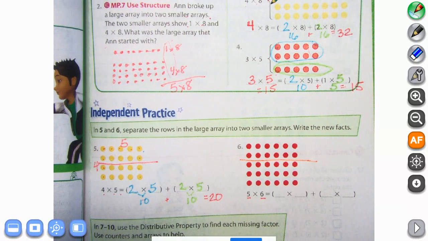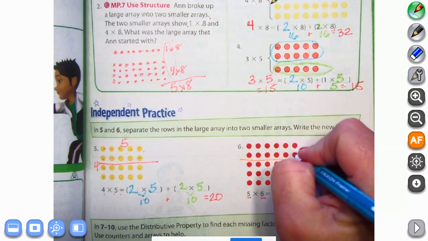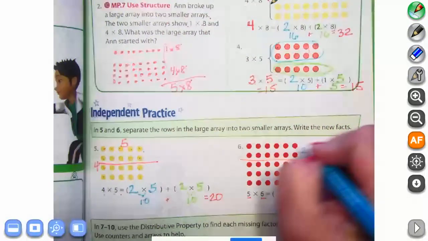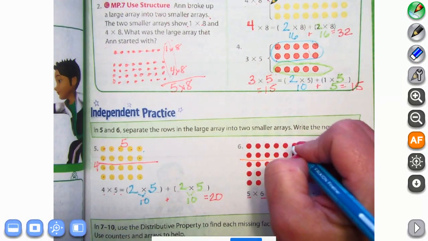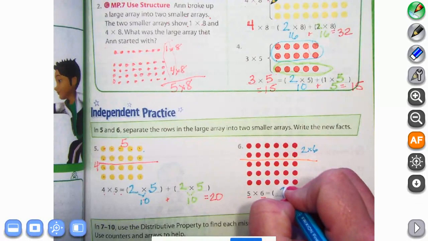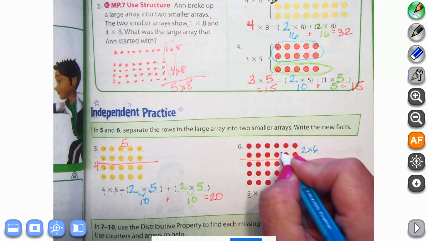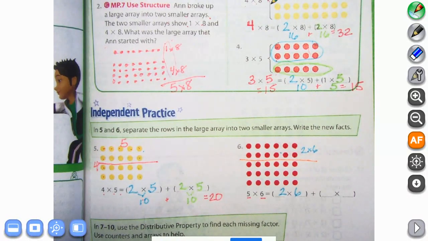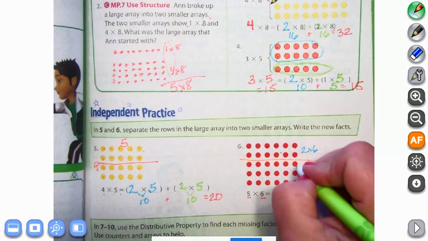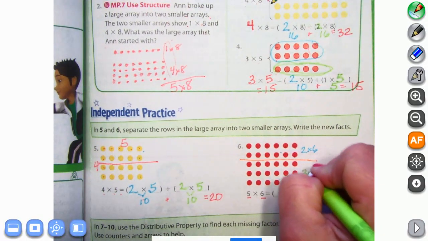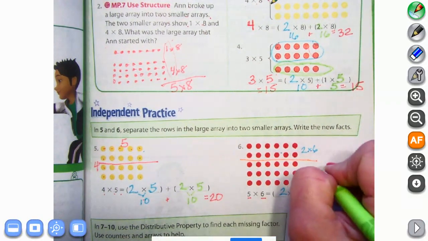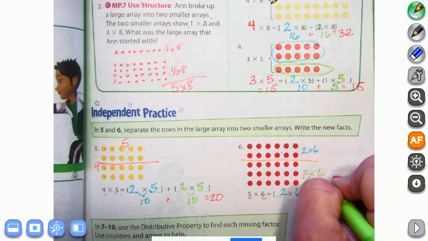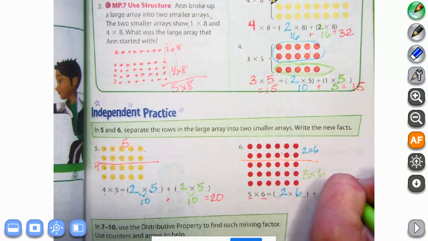So the first one, we see 1, 2 groups of 1, 2, 3, 4, 5, 6, 2 groups of 6. 2 times 6 goes for that one. And this one is 1, 2, 3 groups, and we know there's 6. So 3 groups of 6 go on that one.